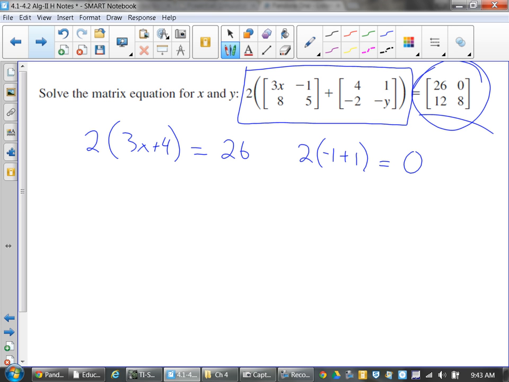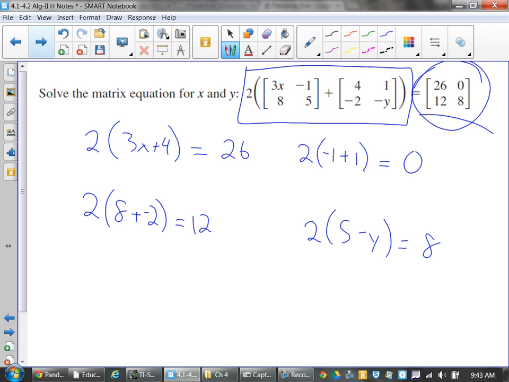That's why I'm showing you that what's happening is it's 2 times the 8 plus negative 2 has to equal 12. And then you have 2 times 5 minus y has to equal 8. So what you're doing here is just setting it up to solve these quick 1-2 step equations.